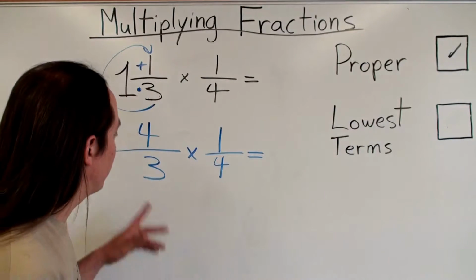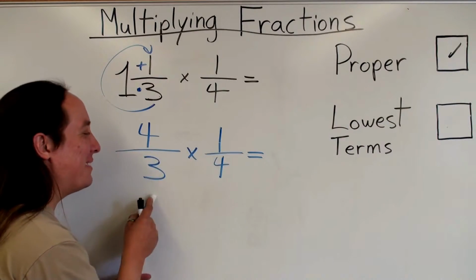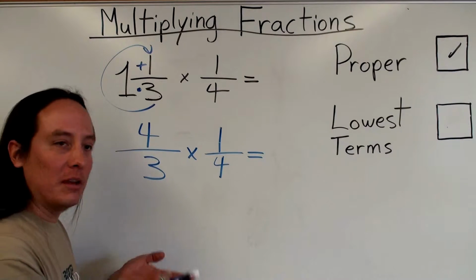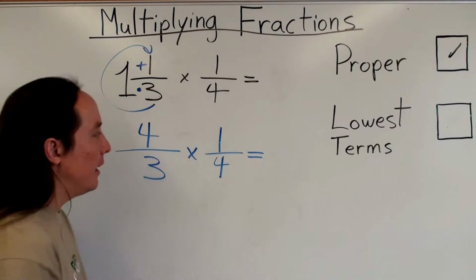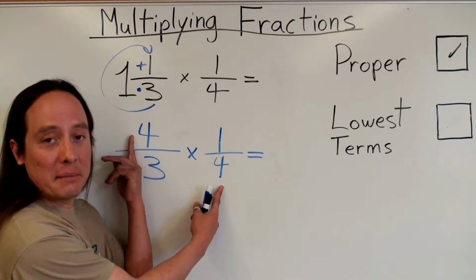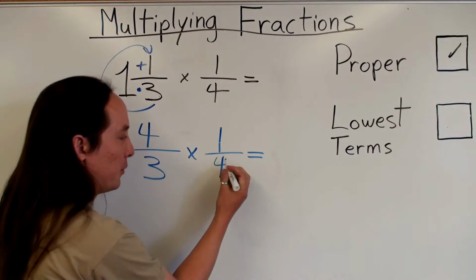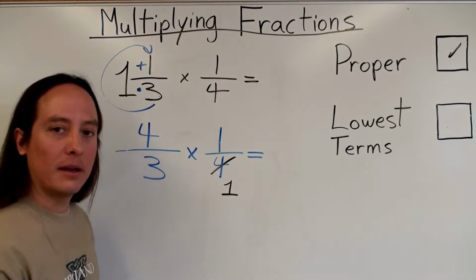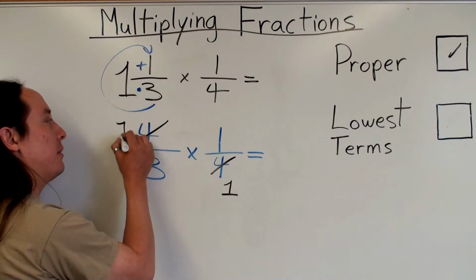So I'm looking at these four numbers, and I'm looking to see if there's one on top and one on bottom, not necessarily from the same fraction, that can be divided by the same number. And I'm looking at the 4 and 4. Yeah, these two can be divided by the same number. In fact, they can be divided by themselves. So I'm going to divide this 4 by 4, and that gives me 1. And I'm going to divide the other 4 by the same 4, and that'll also give me 1.